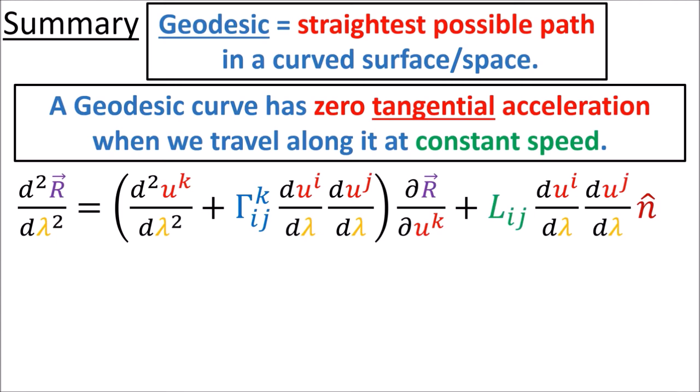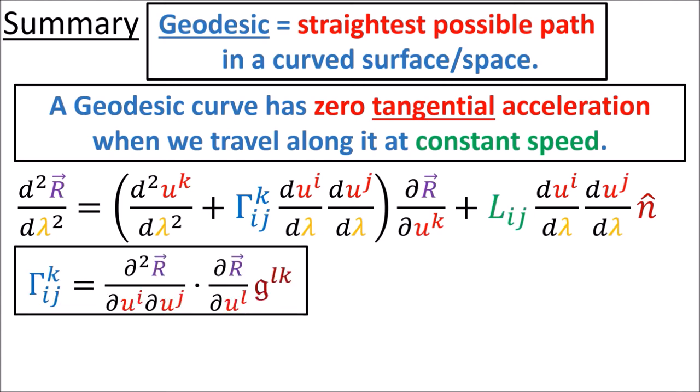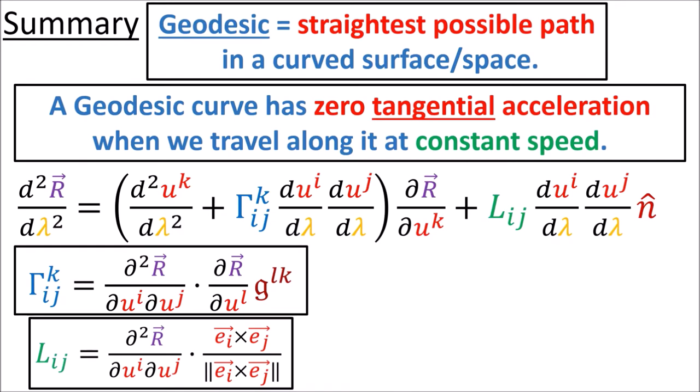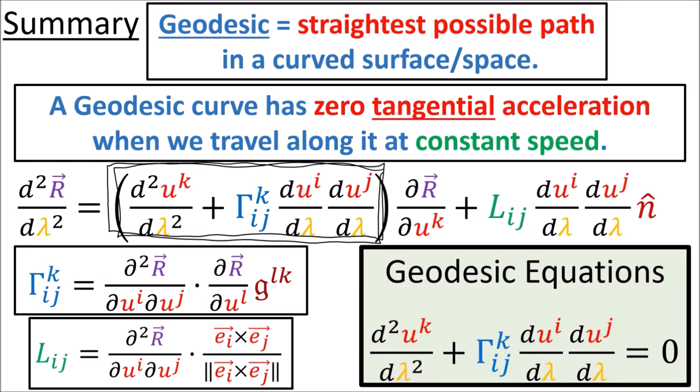And we computed this formula for the acceleration vector along a curve, which uses the Christoffel symbols and the second fundamental form, and by setting the tangential components of the acceleration to zero, we got the geodesic equation. So any curve that satisfies this equation will be a geodesic curve.